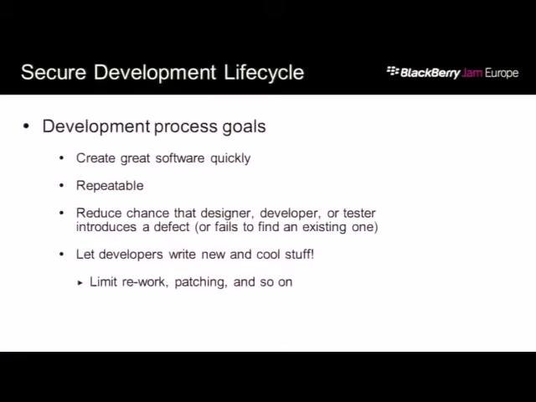So development process goals. What are you trying to do? You're trying to create good software quickly and reproducibly. You don't want to be writing new software from the ground up every time. You want to be able to produce software quickly, cheaply. You want to reduce the chance that the design teams, the developers, introduce a defect or a security hole. You want to let developers get on with writing new applications, new cool stuff. Limit rework, limit patching, limit pulling products from the market after release.